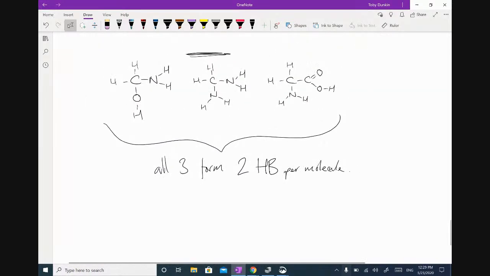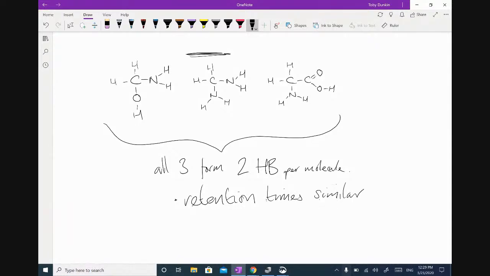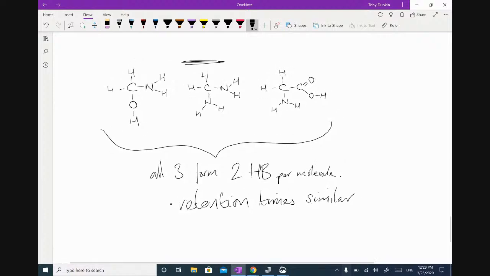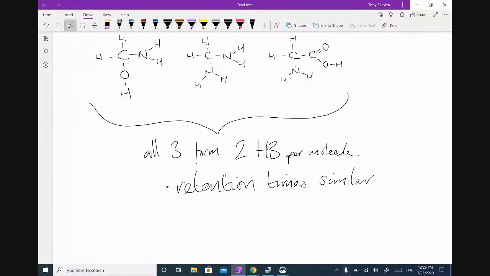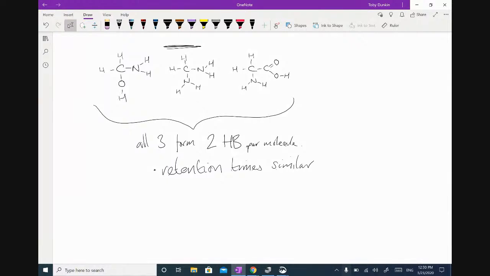So would everyone agree there's a problem here? All three form two hydrogen bonds, which means their retention times are similar. We couldn't use it. Similar. That's similar. So, but there's a really sneaky trick with this, folks. Really sneaky.